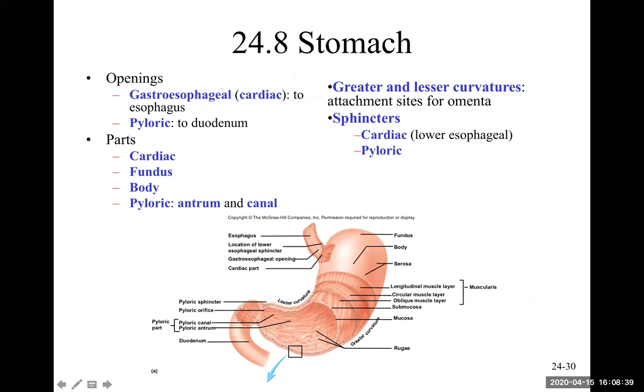So the rugae will be more noticeable in an empty stomach. In a full stomach, the rugae should be almost flattened to accept more gastric filling.